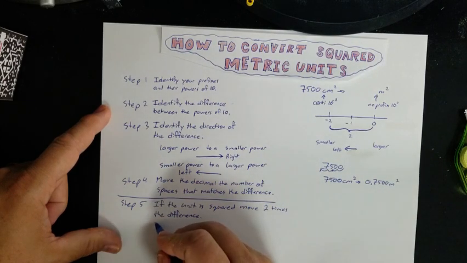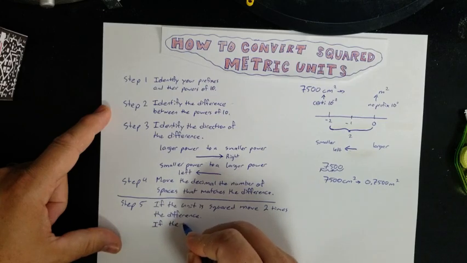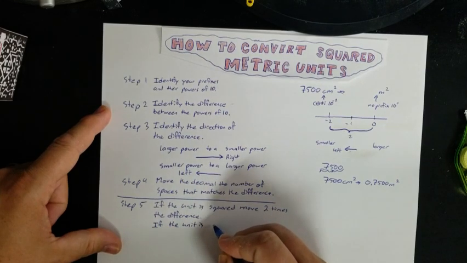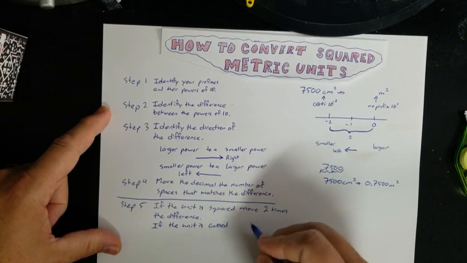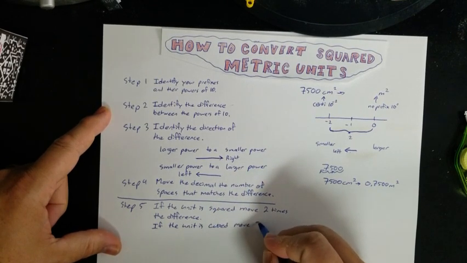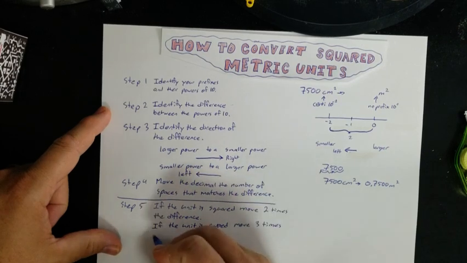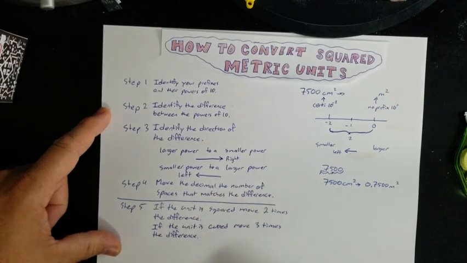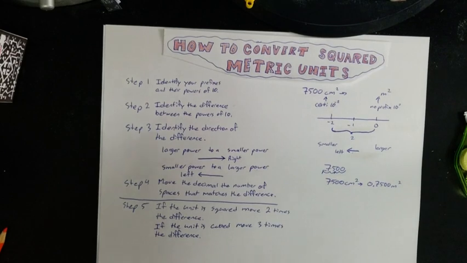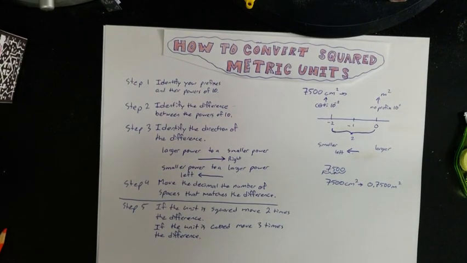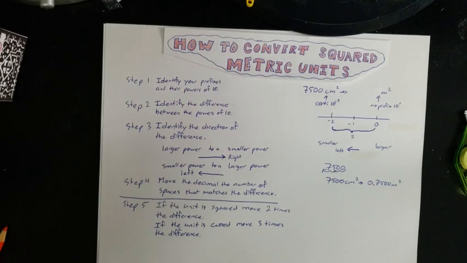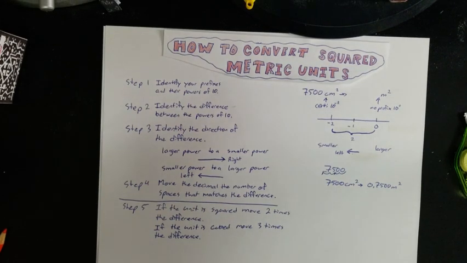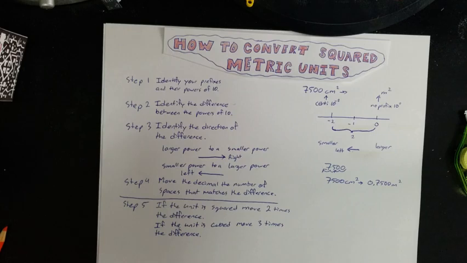Now, if the unit is cubed, move 3 times the difference. And we're not going to be dealing with units to the power of 4, units to the power of 5, but if you did, you'd move 4 times the difference or 5 times the difference. And this is just because you're moving in those extra dimensions, so you have to account for the extra movement. So hopefully these 5 steps clear things up for you.